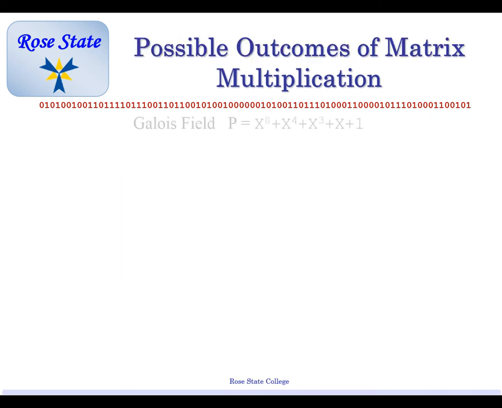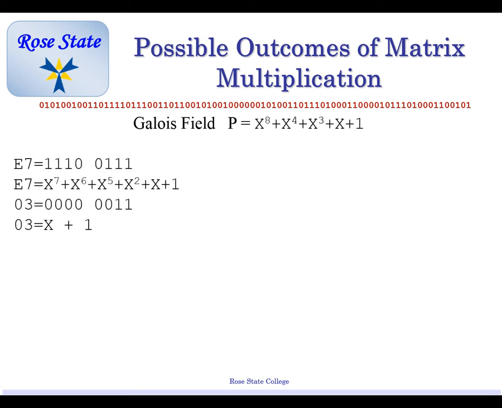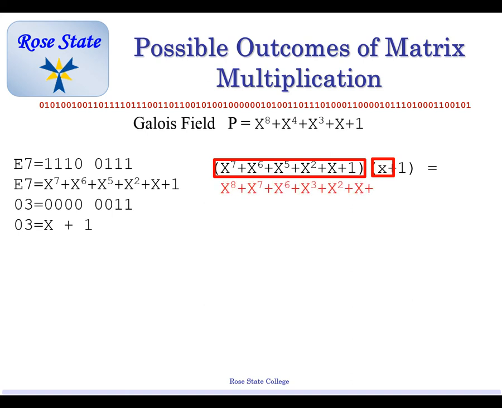All right. So let's talk about some possible outcomes. There's something called the Galois field, which you'll need. Okay, so if we took E7, converted it to binary, it becomes x to the 7th, x to the 6th, x to the 5th, x squared, x and 1. If you multiply that times 3, you end up with x to the 8th plus x to the 7th plus x to the 6th plus x to the 3rd, x squared, and x, plus x to the 7th. See where I'm going with this? See how all that works? So you end up with that plus that times 1 gives you that.